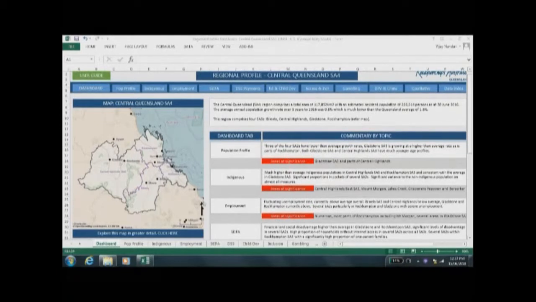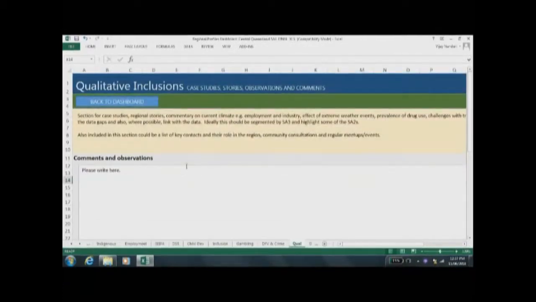These data sheets are hidden from view. All worksheets except the qualitative tab are protected to ensure there are no accidental changes. The qualitative tab is left unprotected. This allows users to enter their own information in here, such as observations, news articles, and any other anecdotal information.